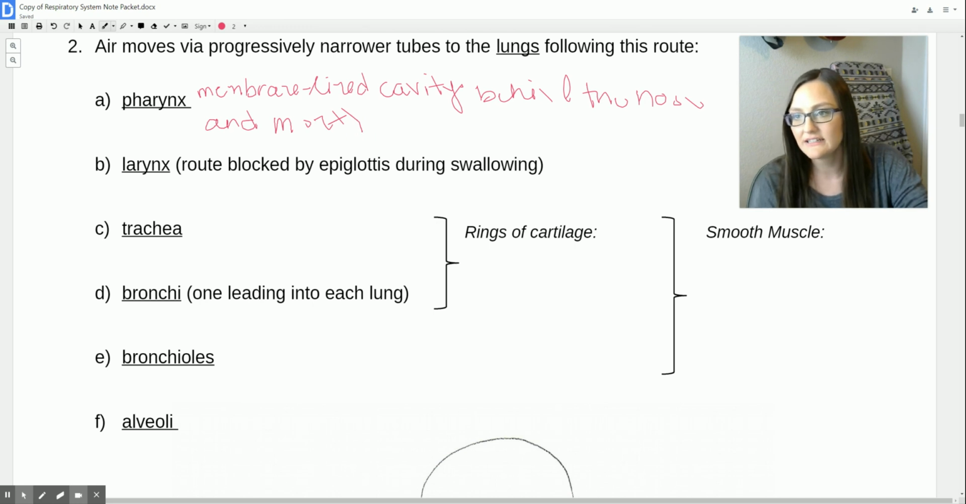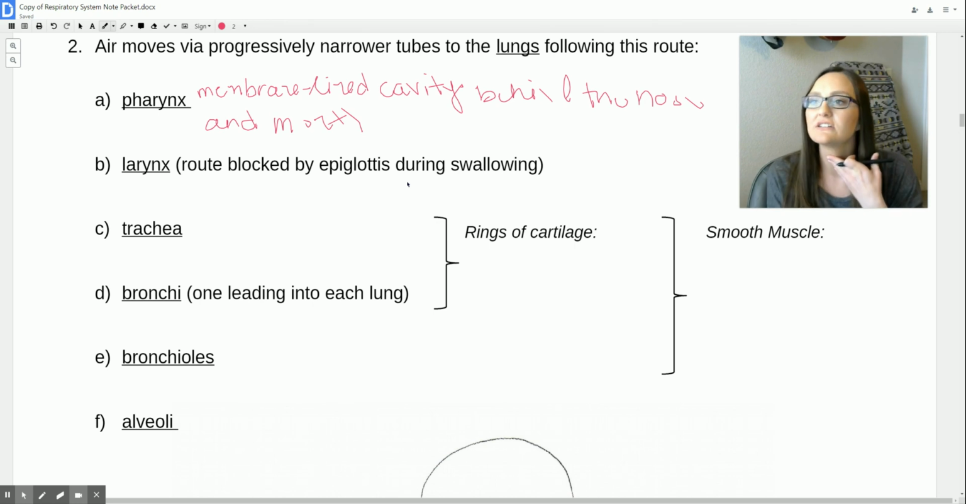Okay, the larynx is the route blocked by the epiglottis during swallowing. So your larynx is actually your voice box. And what happens is that the epiglottis is a little flappy doohickey. And when you swallow, it sends the saliva or whatever food or liquid that you have taken in down into the stomach, right? It goes down that esophagus into the stomach.